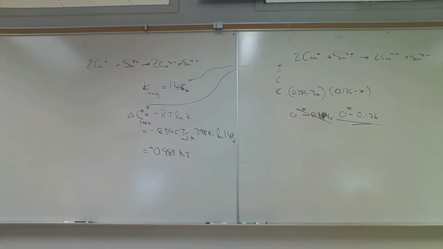So 2 times 0.11 gives me 0.22. Minus 0.389, it's squared anyway, so it doesn't matter. Square that, times 0.176 minus 0.11, which I can do in my head, and that's going to give me 0.066. Okay, I'm going to invert that.